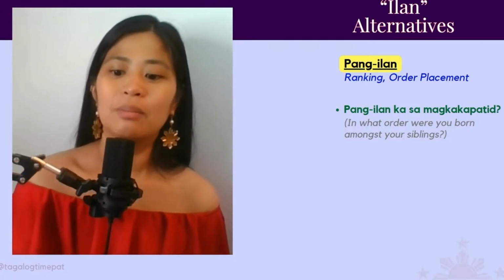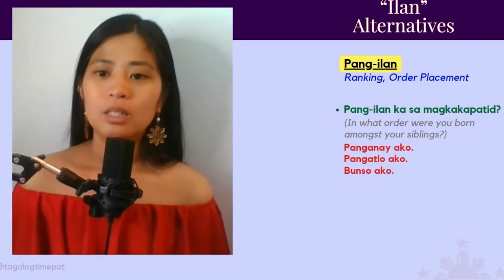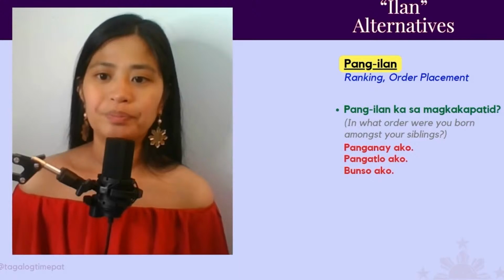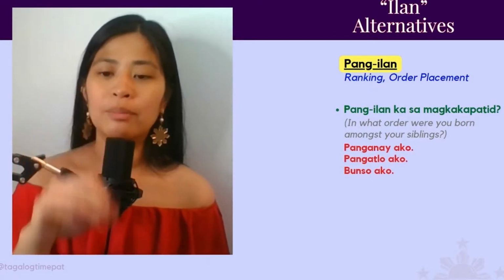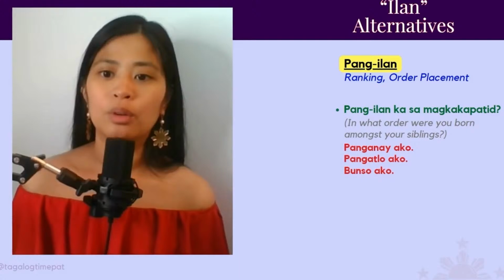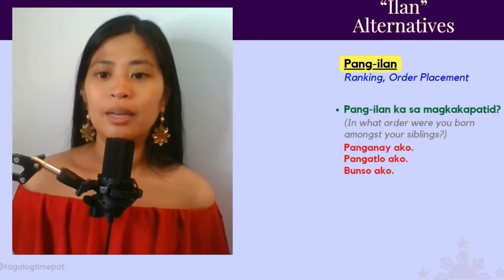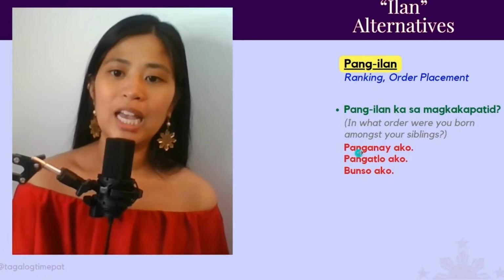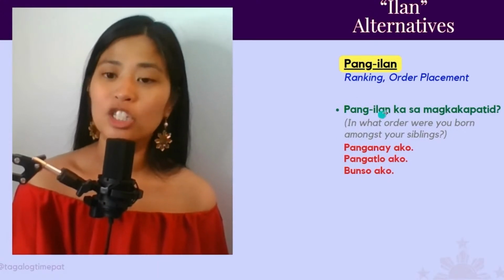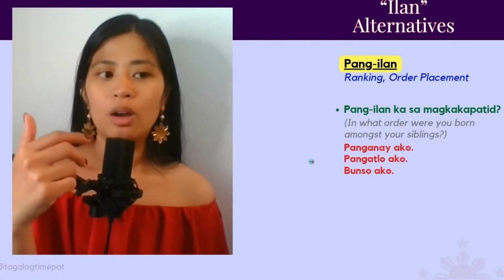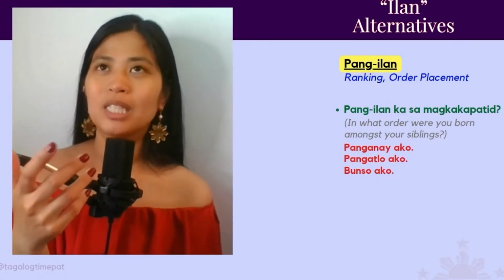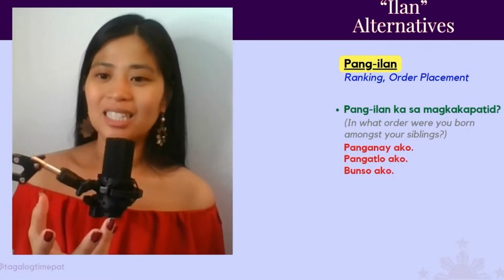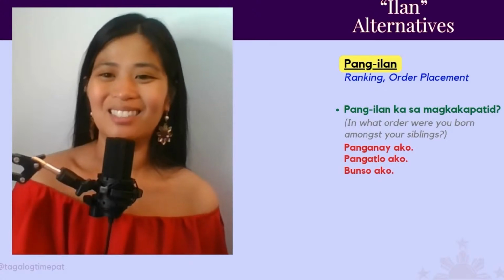Pang-ilan ka sa magkakapatid? Some responses, panganay ako, I'm the oldest. Panganay ako. Pangatlo ako, I'm the third. Pangatlo ako. Or bunso ako, I am the youngest. Bunso ako. So you'll see the response usually has pang in it because the question has pang. So pang is almost like in which or where. It's just asking about like the placement of things.